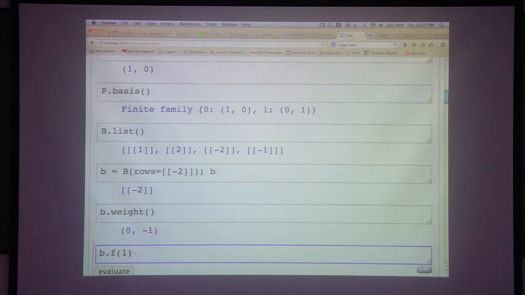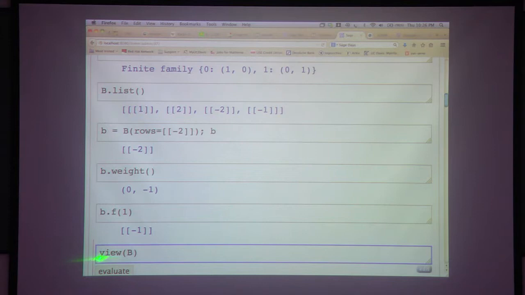So the first slot tells you how many ones there are, the second slot how many twos there are. But in type C, we have pluses and minuses. So it tells us how many twos minus the number of -2s and so on. Okay, so that's why the weight is actually 0, -1, because we have a -2 there. And then we can take this and operate with our Kashiwara operator. And so we get from -2 to -1.